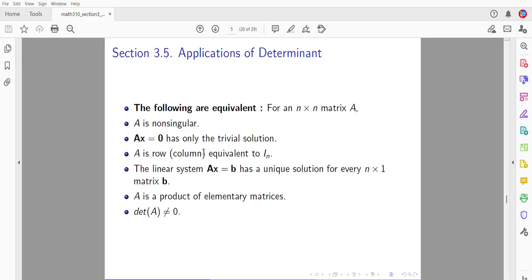Oh, the linear system AX equals B has a unique solution. Or AX equals 0 has only the trivial solution. Or A is a product of elementary matrices. They are all equivalent. Saying one is like saying everything else. So every one of these statements is very important that you understand and remember.